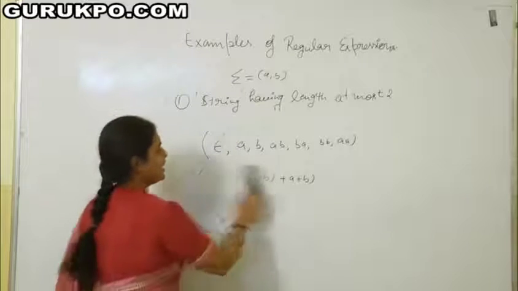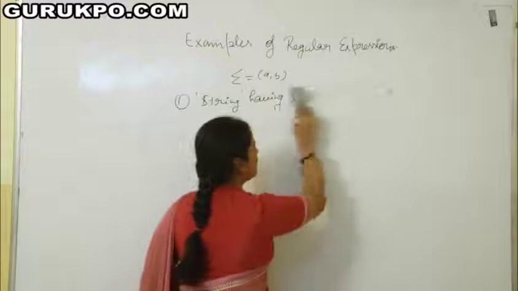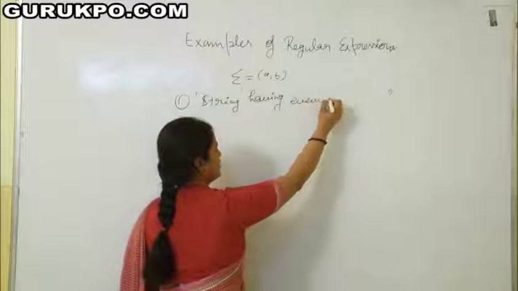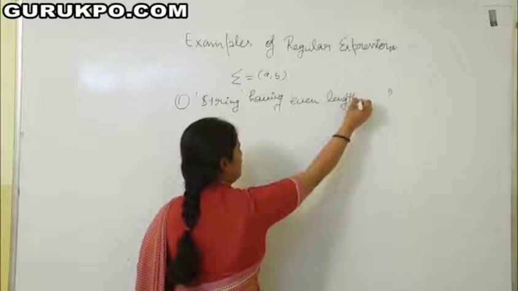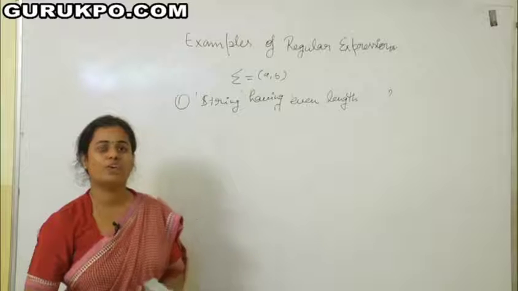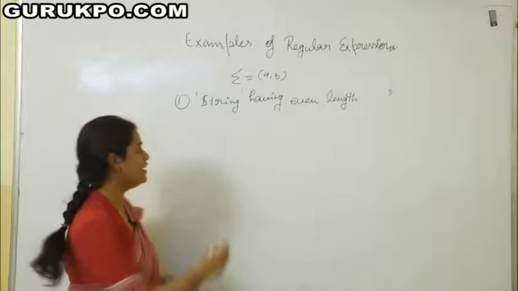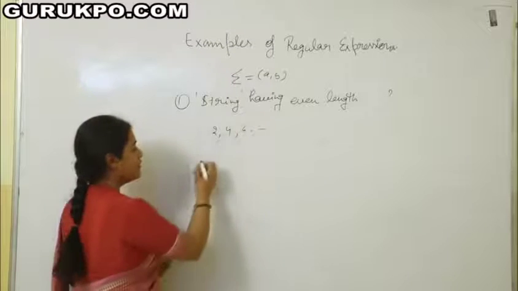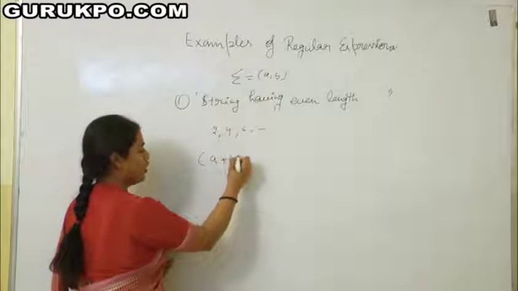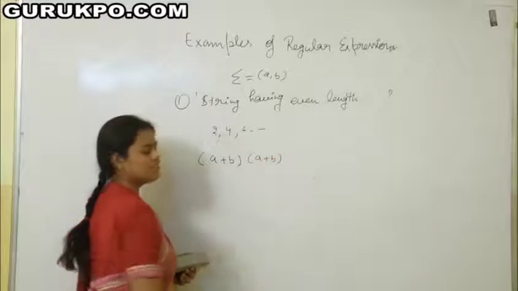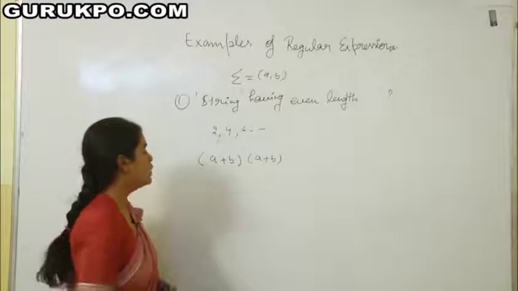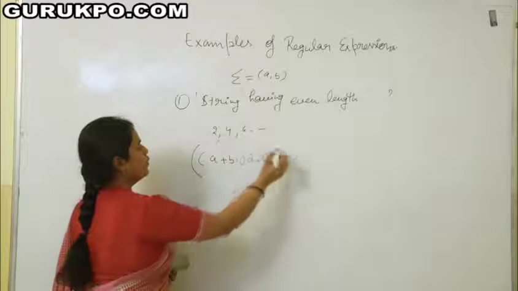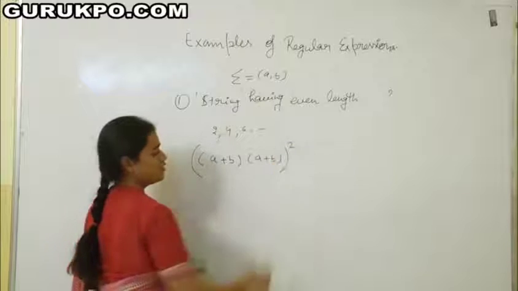Now suppose we take an example: a string having even length. For even length, the requirement is having 2 elements in a string, 4, 6 and so on. For 2 we have generated the even string like this: (a plus b)(a plus b). Now you have to do this for more strings. Then what can you do? You can put a square here.